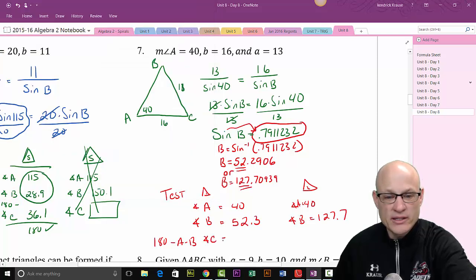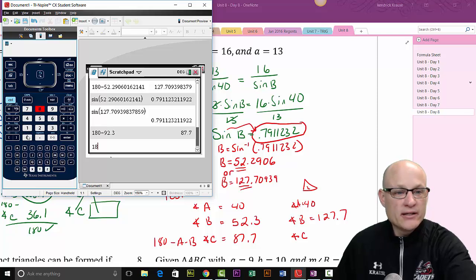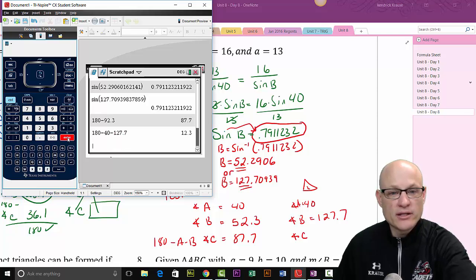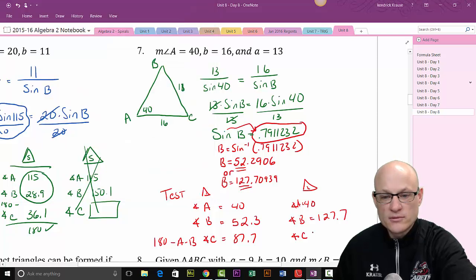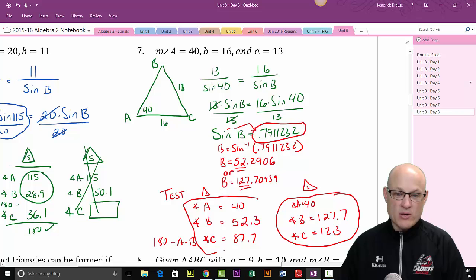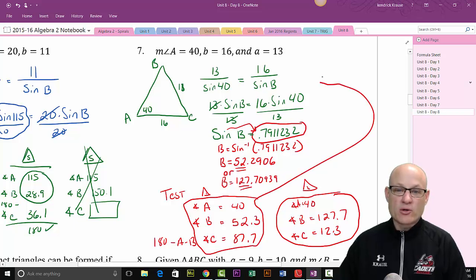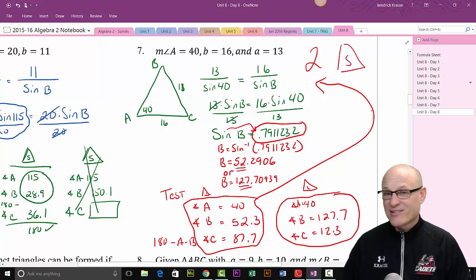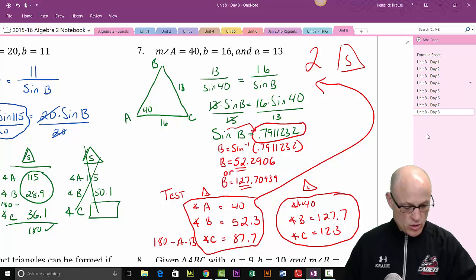So angle C would be 87.7. Or over here, we take 180 minus 40 minus 127.7, and we get 12.3. So since I can come up with three angles that make 180 here and three angles that make 180 here that meet all the requirements that were given, the answer is two triangles can be formed. Remember, the answer is either going to be 0, 1, or 2.